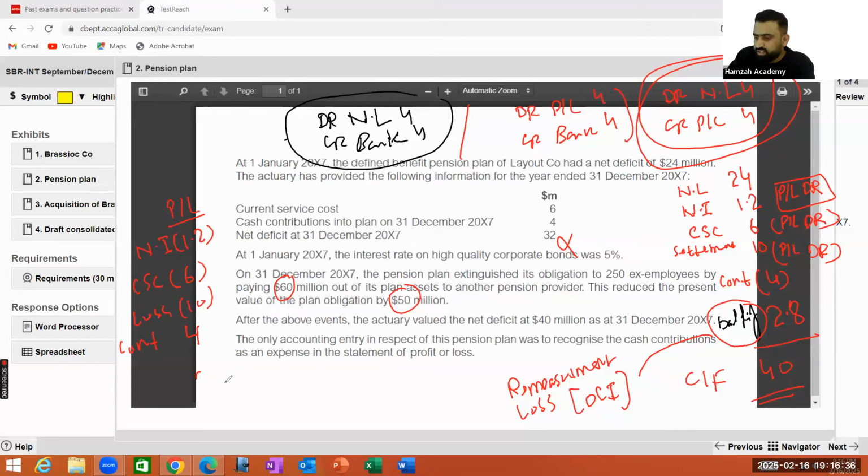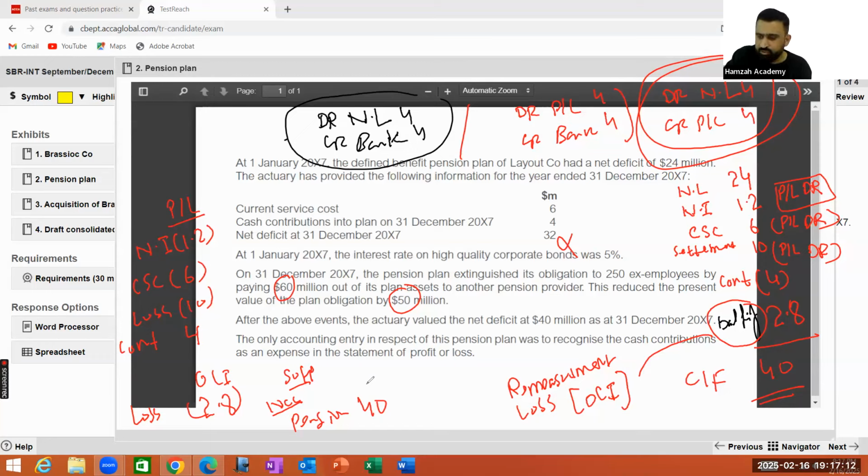And then other comprehensive income. In other comprehensive income, you will show the remeasurement loss of 2.8 million. And finally, in the statement of financial position, in non-current liabilities, you will present the pension liability at 40 million US dollars. So that would be the whole story of the defined benefit plan in this question. Okay. So that was IAS 19.